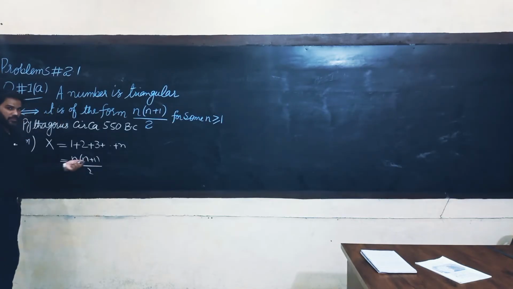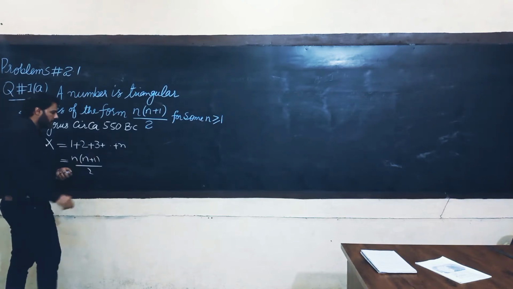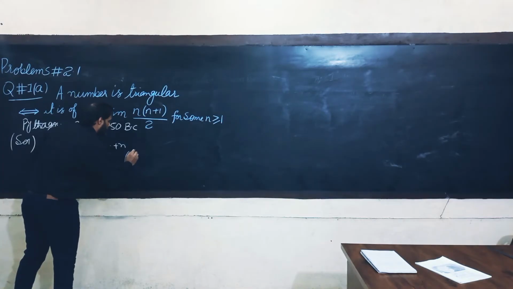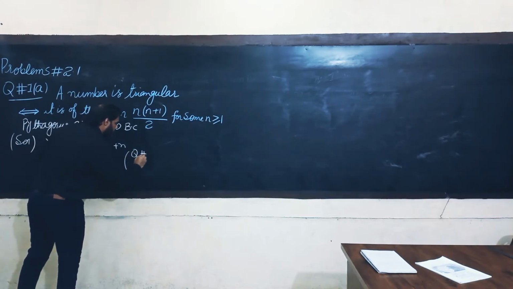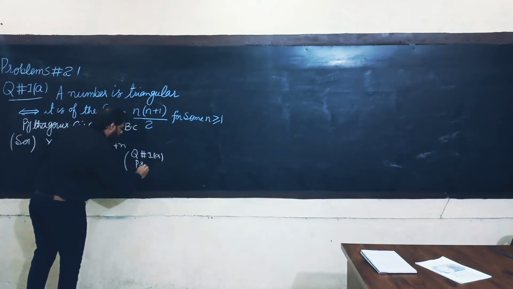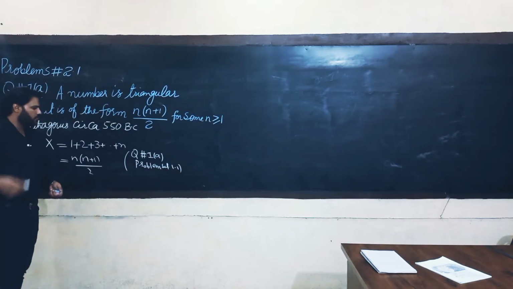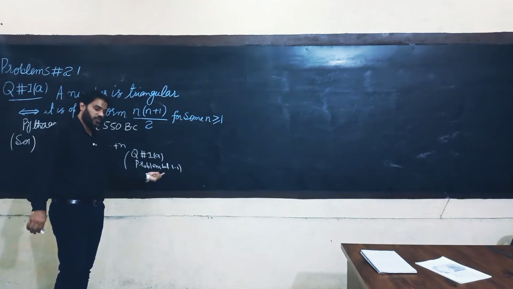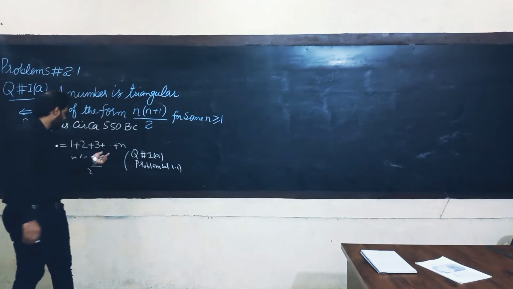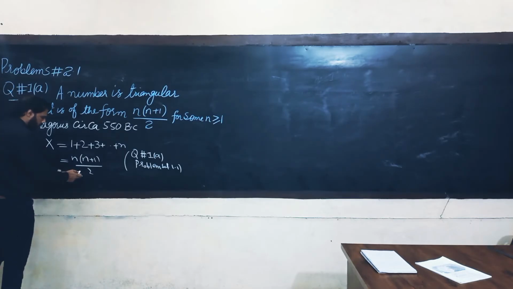The proof of the sum of first n natural numbers is given in question 1a, problem set 1.1. We have already proved in this problem that the sum of first n natural numbers is equal to this. So when x is a triangular number, then it can be written simply in this form.